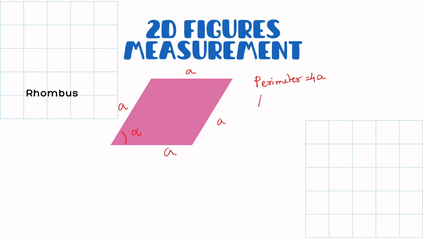Now what is the area? For area, the formula is quite different. Here you have to draw two diagonals. Diagonals means what?